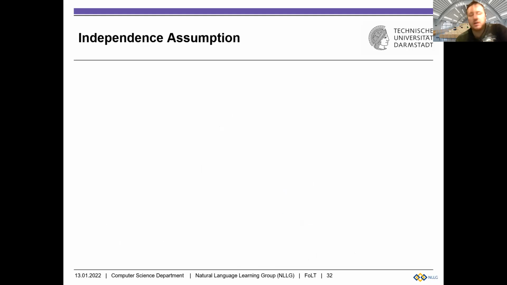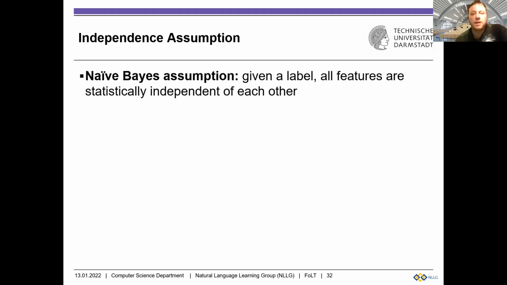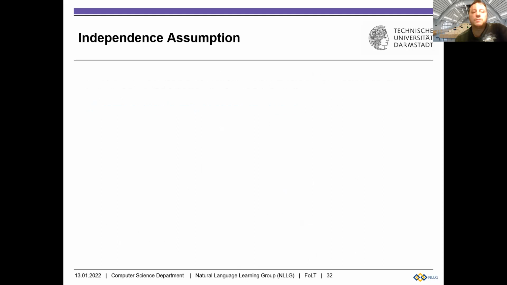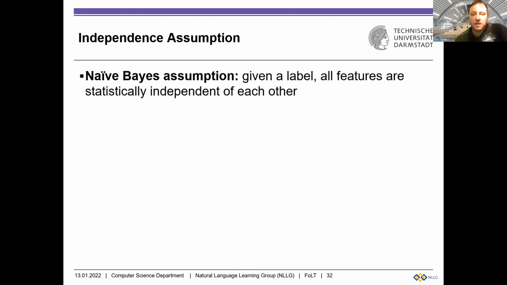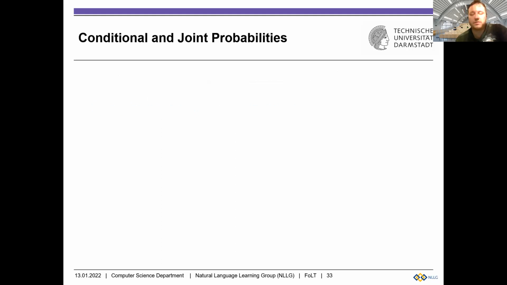Now let us go a little bit into the structure. Why does it have this particular structure? Naive Bayes critically makes an assumption, which is a conditional independence assumption, and which says that given a label, all features are statistically independent of each other. For example, words, if the features are words, are independent of each other.